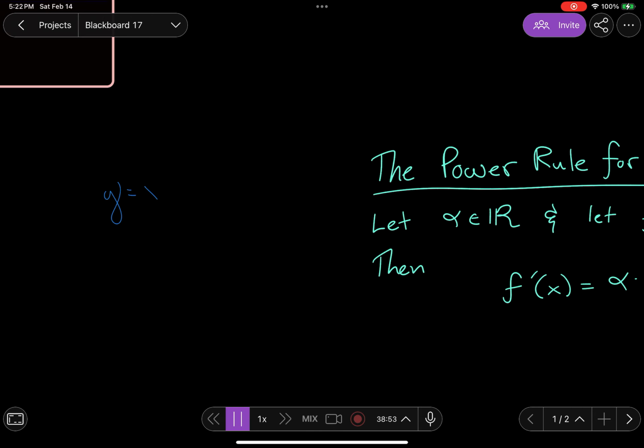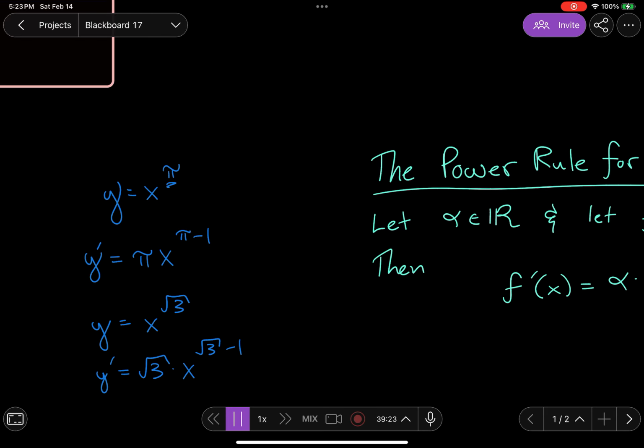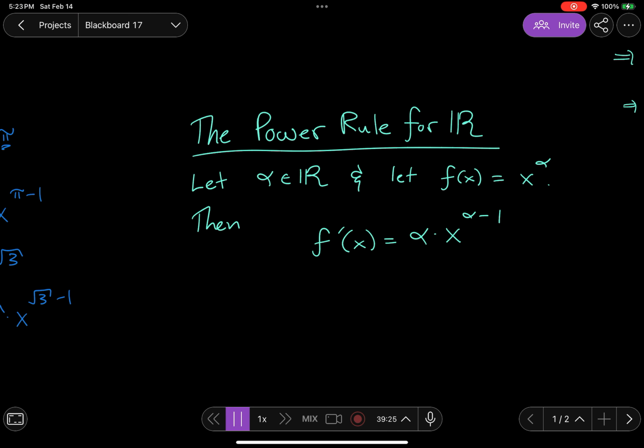If y is equal to x to the power of pi, up until this point I would not know how to take the derivative here. But now I know that y prime is pi times x to the pi minus 1. Power rule works for even these transcendental numbers. If y is equal to x to the power of the square root of 3, then y prime is root 3 times x to the power of the square root of 3 minus 1. Power rule works for all real numbers. Let's see the proof.